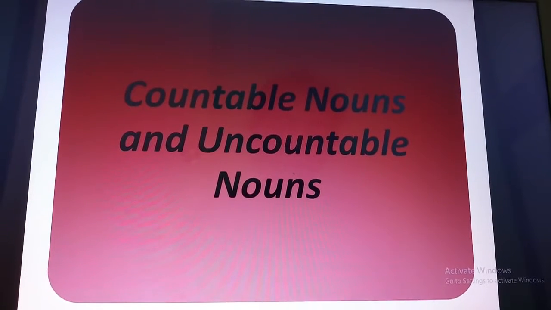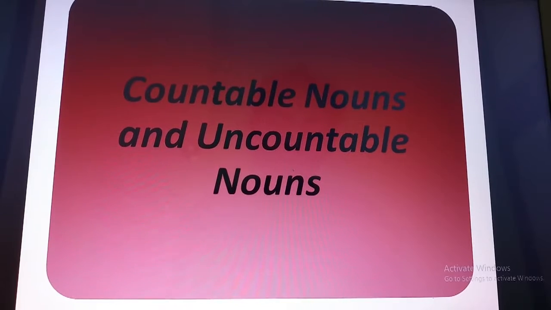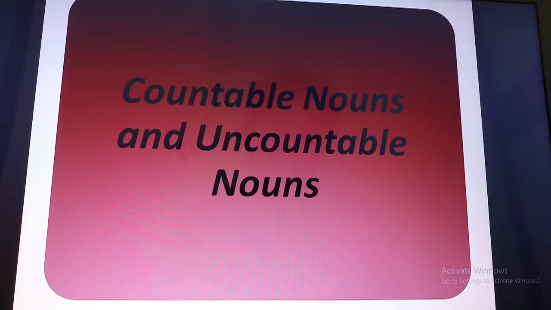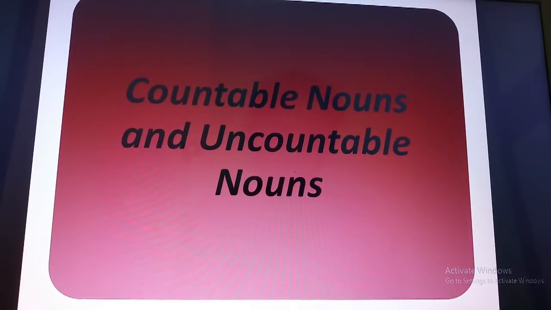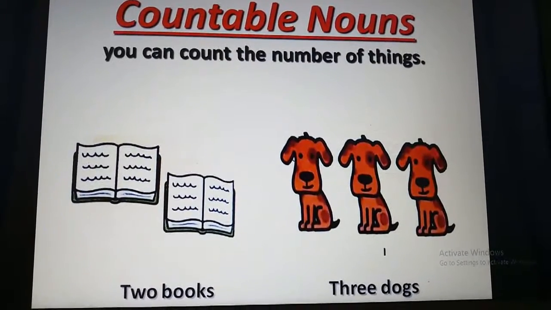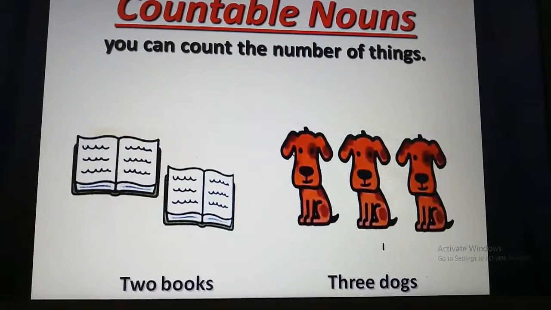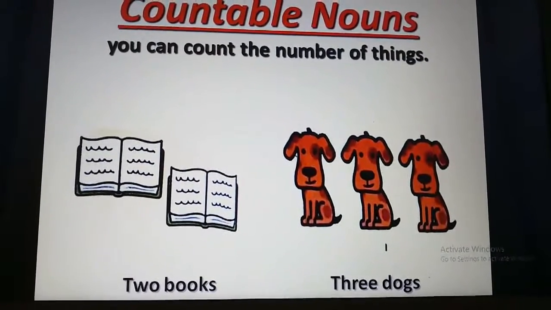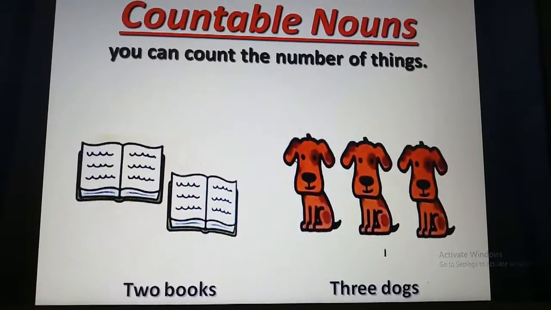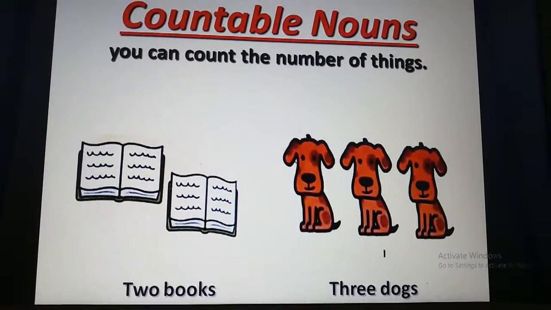Countable, uncountable. So, we will be learning countable nouns and uncountable nouns. What are countable nouns? Countable nouns, you can count the number of things. You can count 1, 2, 3, 4. For example, there are two examples. Books and dogs. How many books are there? There are 1, 2. 2 books are there.